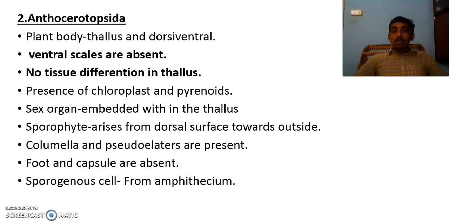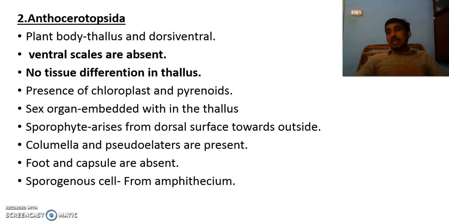When we move into the Anthocerotopsida, this class possesses only a single order, that is Anthocerotales. We already discussed it in the first slide. And when we move into the salient features of this Anthocerotopsida, the plant body is thallus and dorsiventral, similar to that of Hepaticopsida. But here, when we analyze the anatomy of the thallus, we cannot see cellular differentiation, or the upper photosynthetic and lower storage region. The whole part is homogeneous in nature.